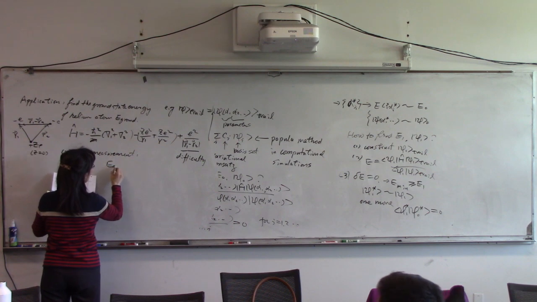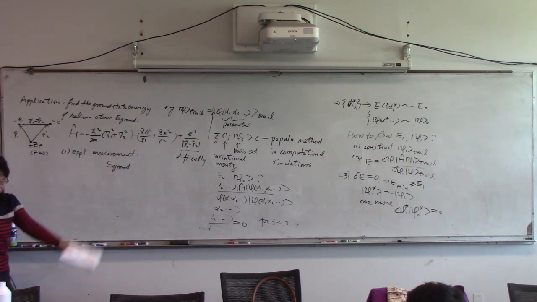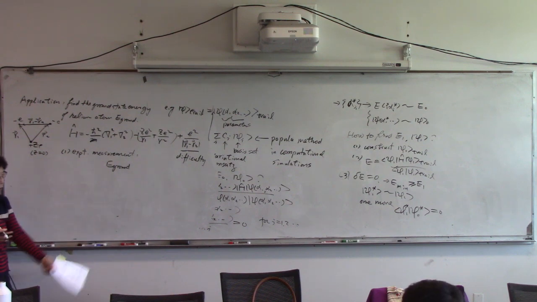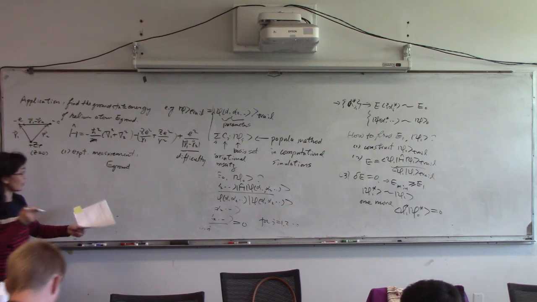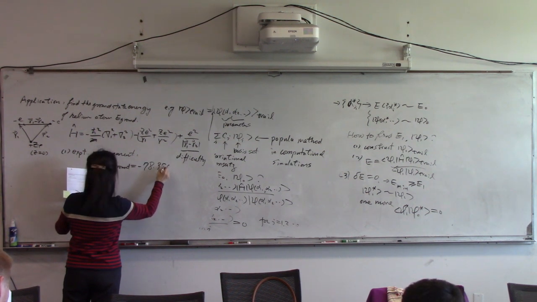E ground. We are going to use this one to judge how good the perturbation or variation method is, right? So let's use this value, 78.975 electron volt.